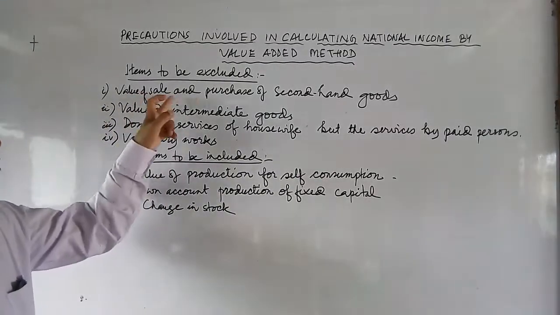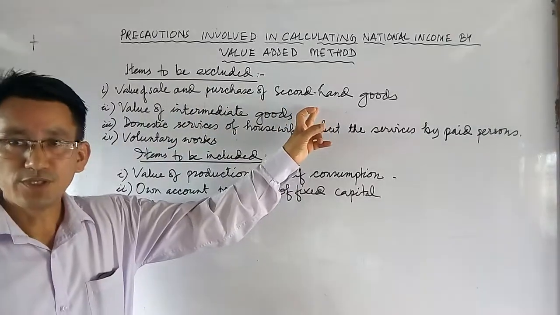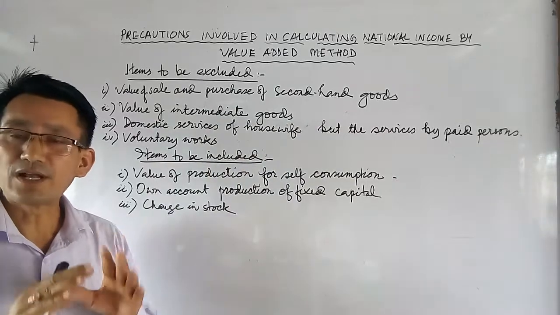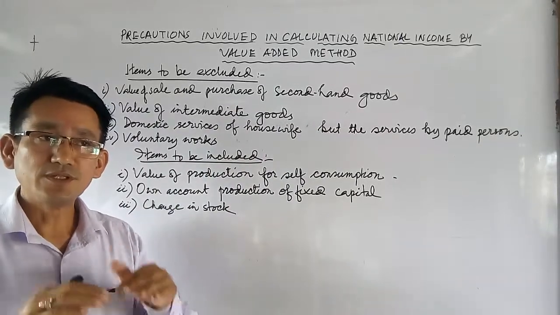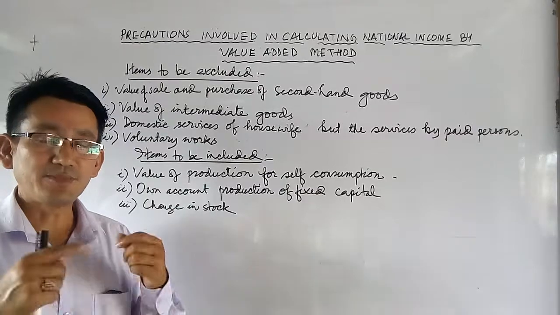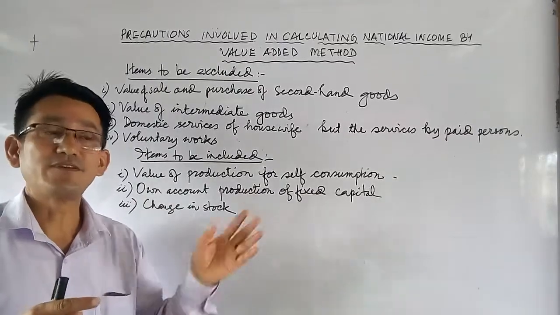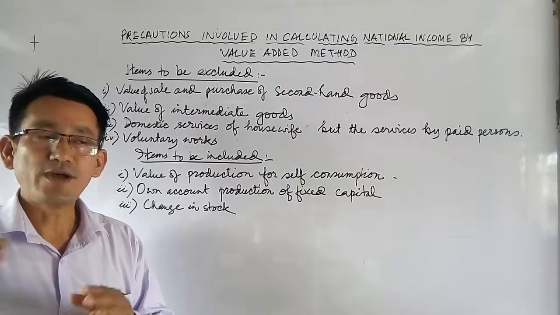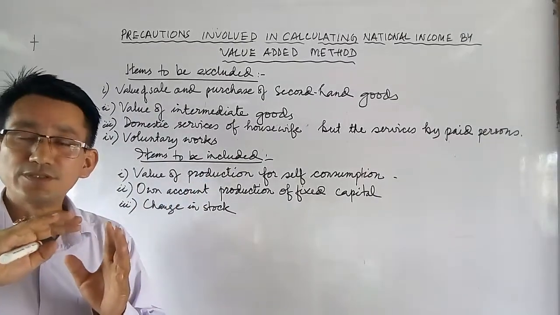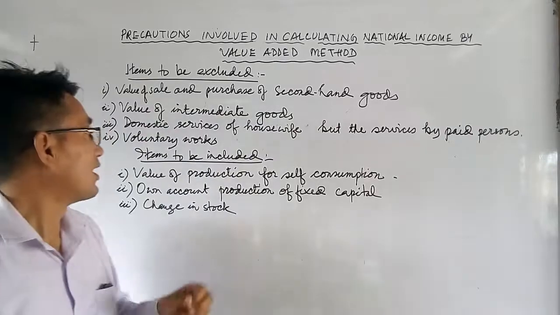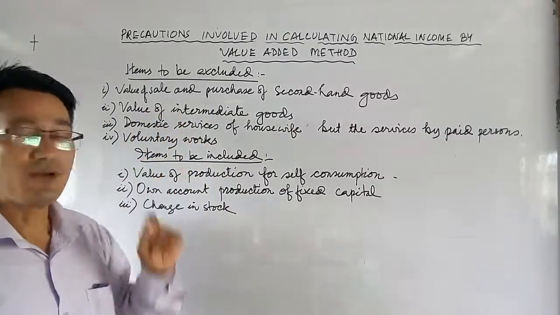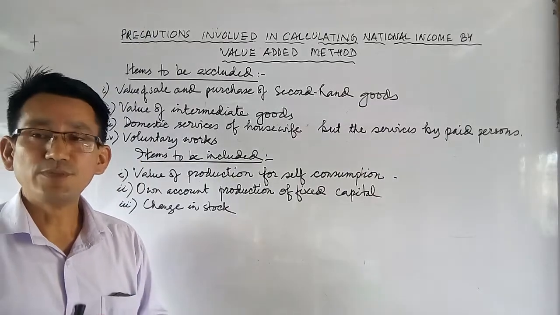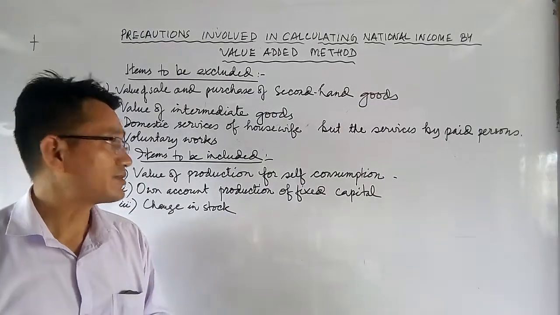For example, the value of sales and purchase of second-hand goods. Second-hand goods value will not be taken into account while calculating national income, because the value of that product was already counted in the year when the product was produced and sold. And next is the value of intermediate goods. The value of intermediate goods should not be counted. It should be excluded because it creates the problem of double counting.